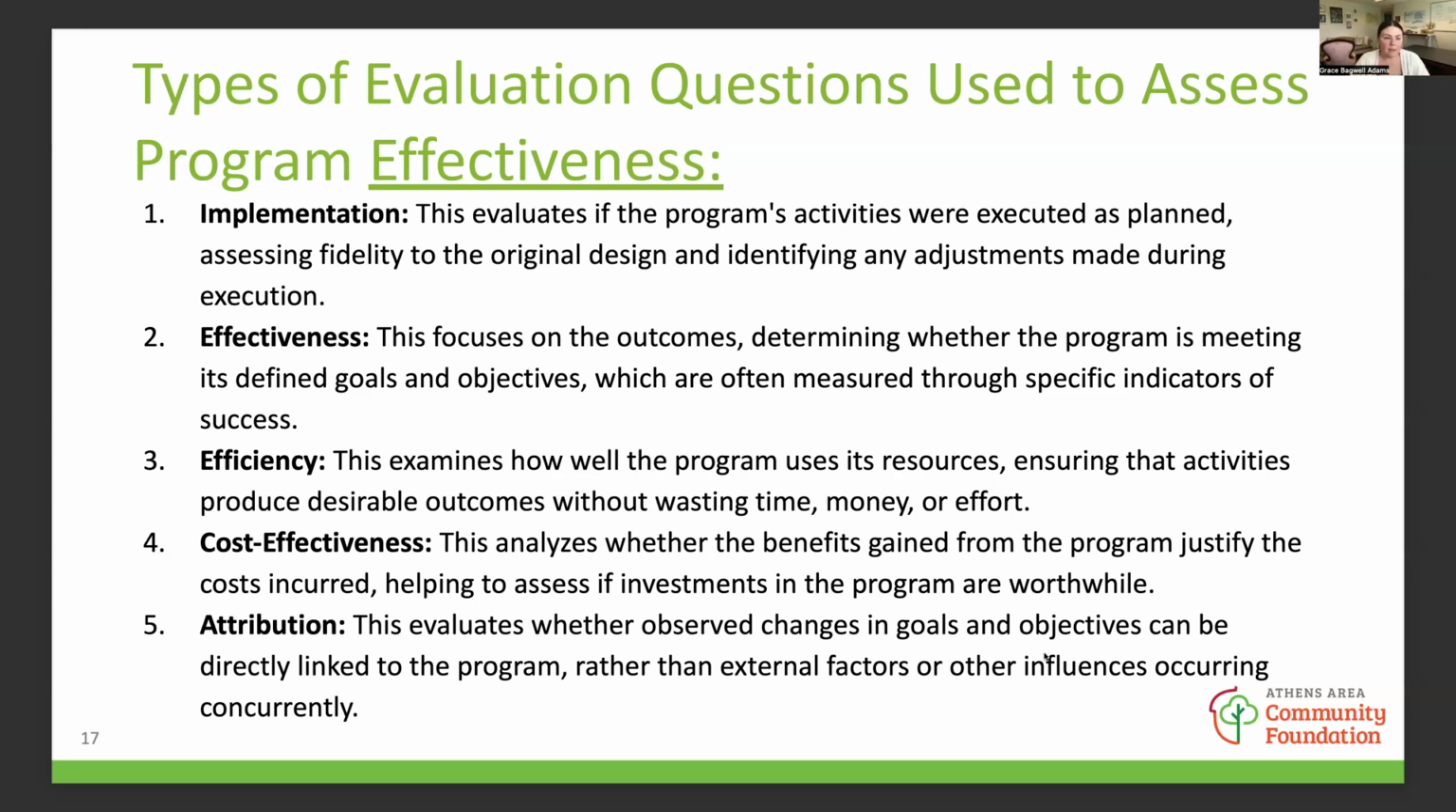Okay. The second here is really focusing on outcomes, determining whether the program is meeting its defined goals and objectives. That's effectiveness, which we've already talked about. This is often measured, by the way, through specific indicators of success. And so in evaluation, when you build the tools and the roadmap for how you do evaluation, you want to talk on the front end: How do we measure success? How do we define success in this particular program? And then you'll look and see, okay, at the end, did you achieve that specific defined measure of success?